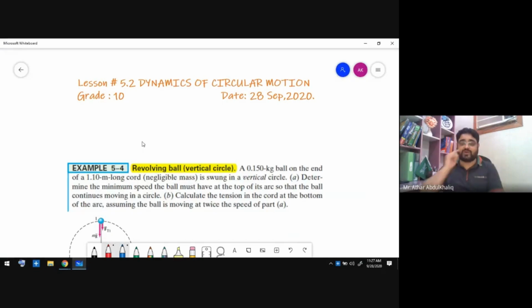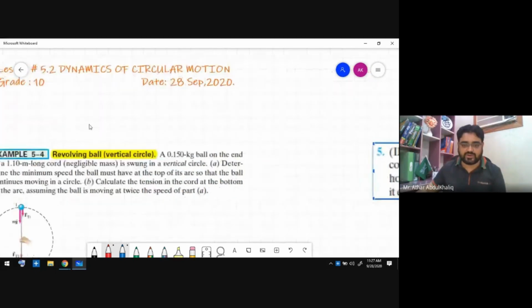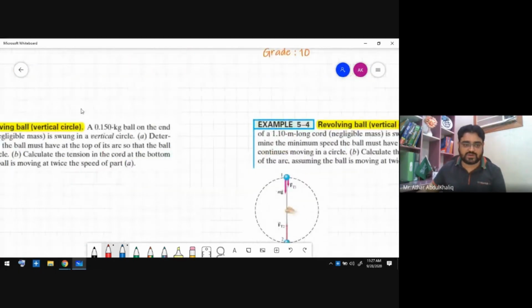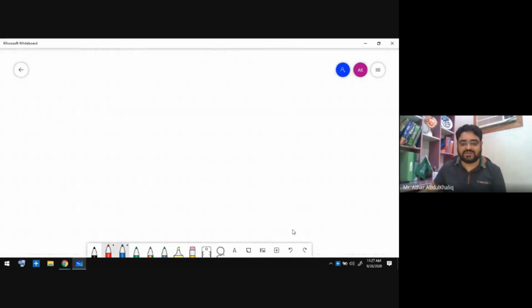Lesson number 5.2 is about circular motion. In this topic, we are talking about force. Previously, we did talk about acceleration and velocity. So, before I move forward, I just want a quick review because I want you guys to understand each and everything well. For that purpose, let me start with the first thing.